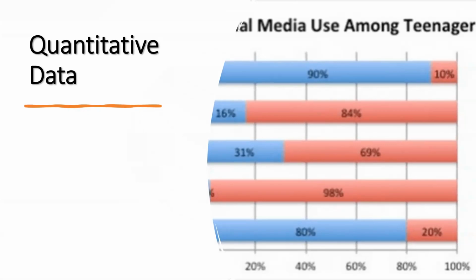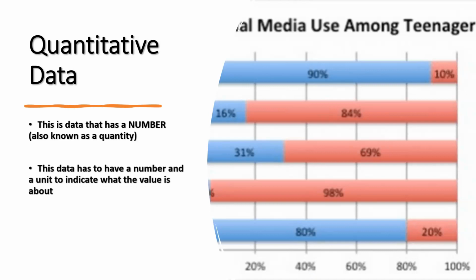Then we've got our quantitative data. This is data that has a number value, okay, also a quantity. This data has to have a whole number and a unit to indicate what the value is about. For example, height, speed, mass, temperature, time, frequency. So they're all values.